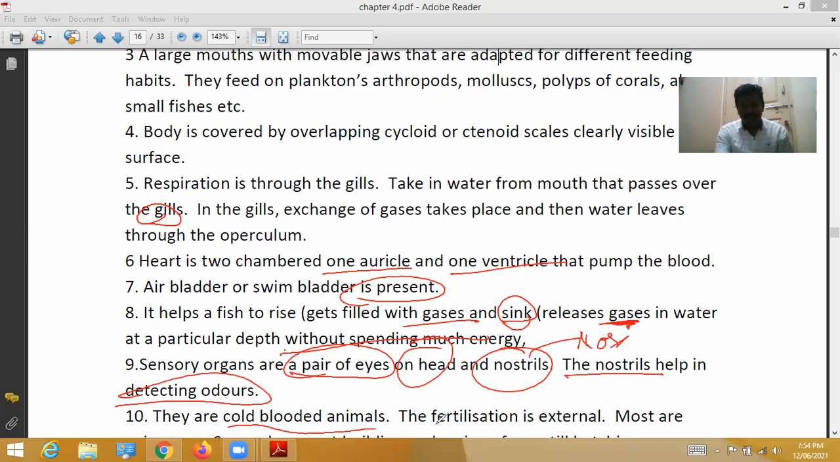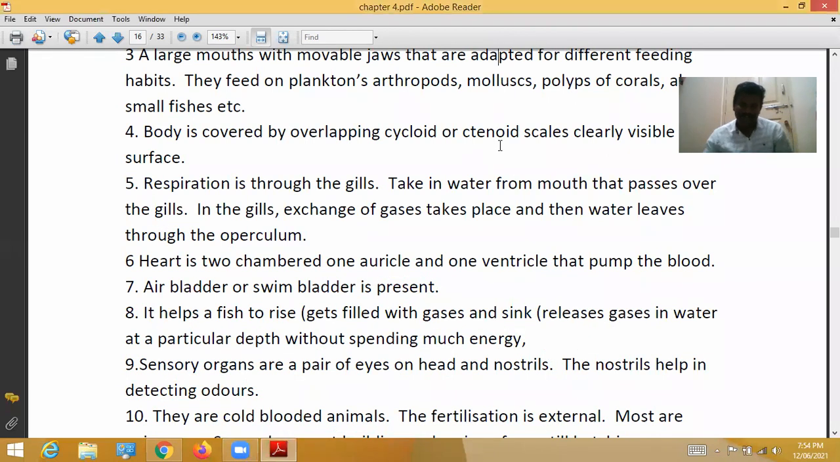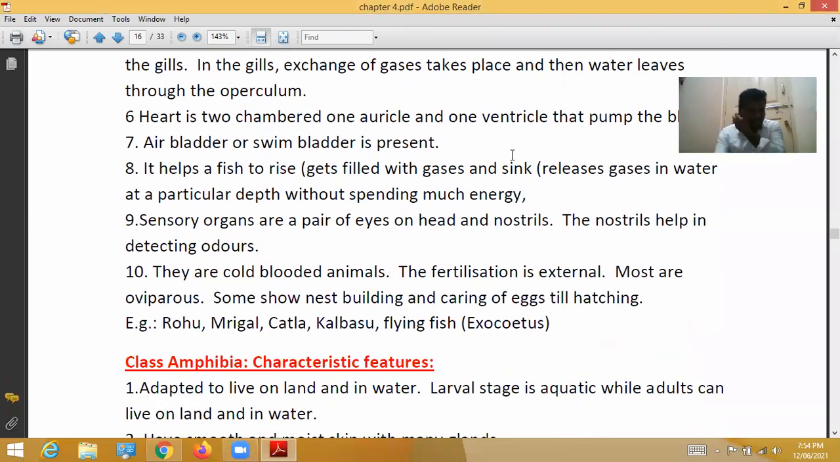They are cold-blooded animals. The fertilization is external. Previously, Chondrichthyes were cold-blooded too, but fertilization there is internal. But here, fertilization is external. Most are oviparous, meaning they lay eggs. Some show nest building and carrying of eggs.